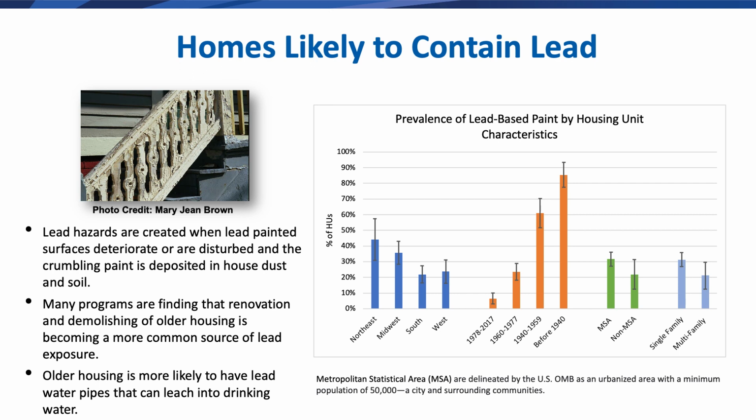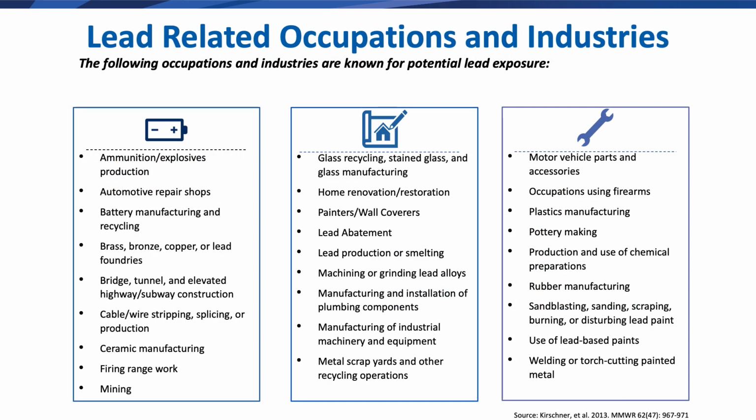Compared with rural areas, metropolitan statistical areas, as large cities and their suburbs, have greater lead paint hazards. More lead paint is found in single-family compared to multifamily housing. On the left, we have an image of an older front porch staircase with visible paint peeling from the wood. The right side shows a bar graph comparing the prevalence of lead paint in houses by unit characteristics, including age and geographic location. There are many lead-related occupations and industries, so I'm not going to go through this whole list.